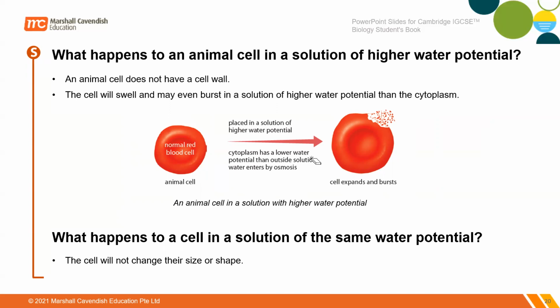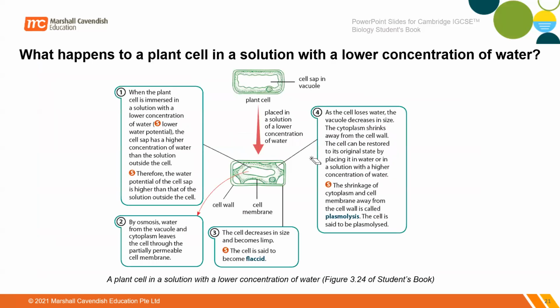If we have a solution with the same water potential, there is definitely no change, because water will move from high concentration to low concentration. Here, if you understood the previous slide, we are now talking about the opposite. What happens to a plant cell in a solution with a lower concentration of water?